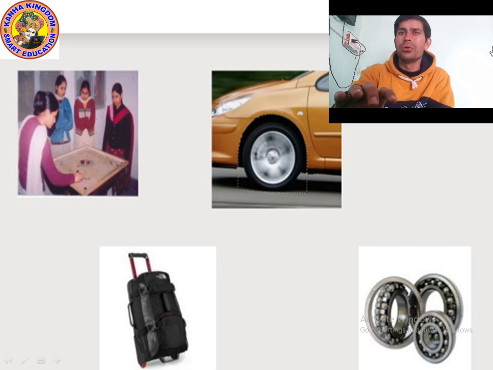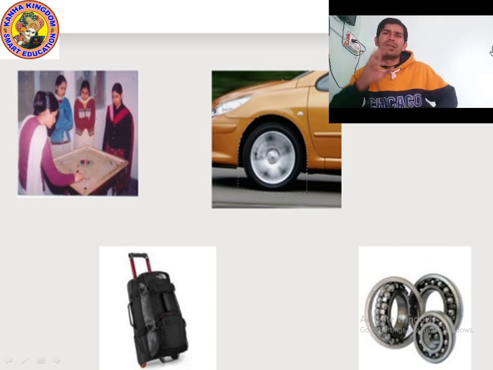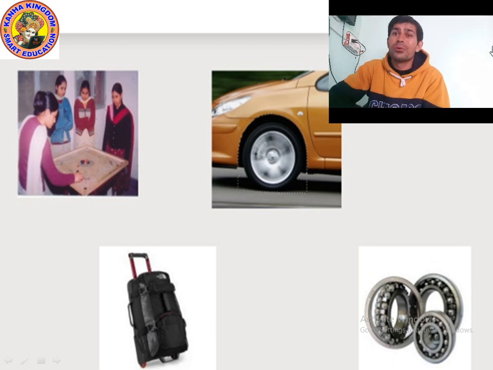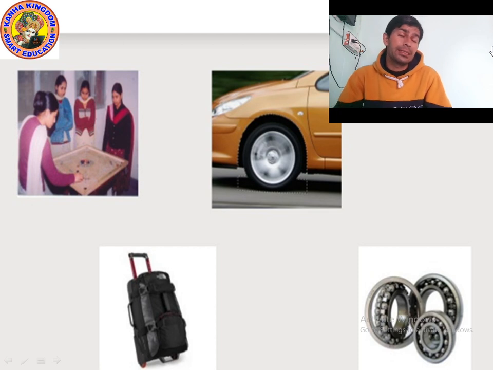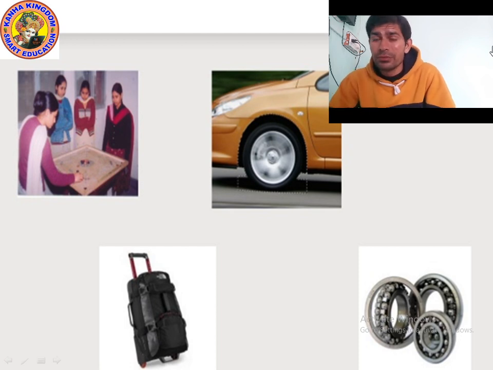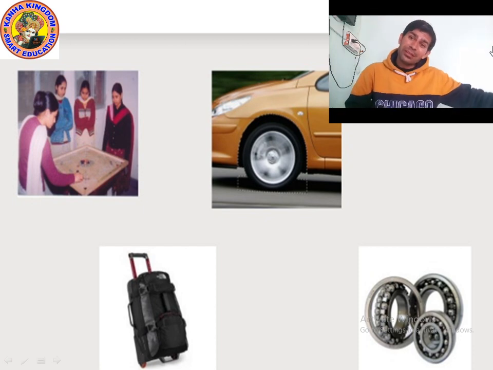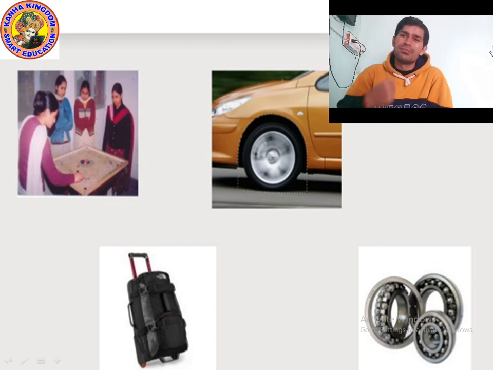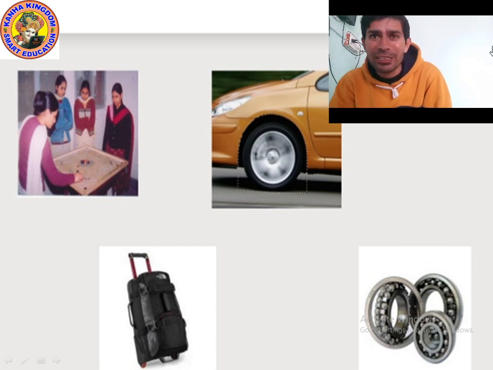Kids, you can say wheels or you can say rollers. Rollers is actually a correct one. Rollers are used in luggage bags to reduce friction, so you can easily draw it. You can easily roll it by using even one finger.